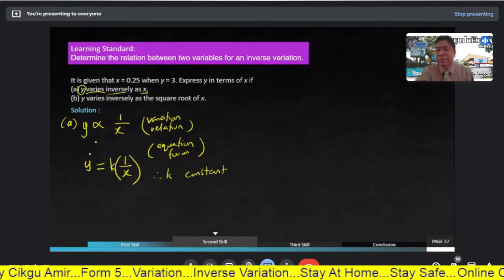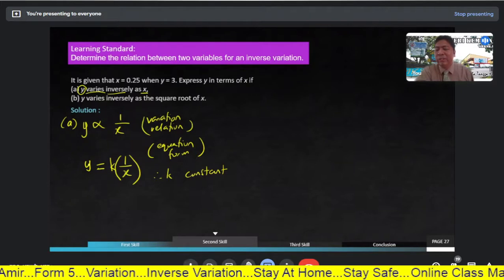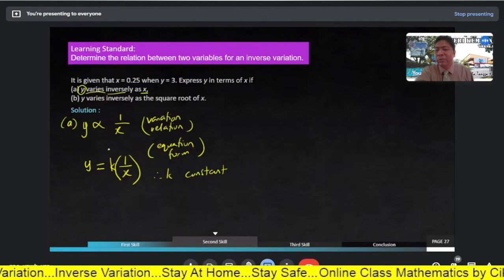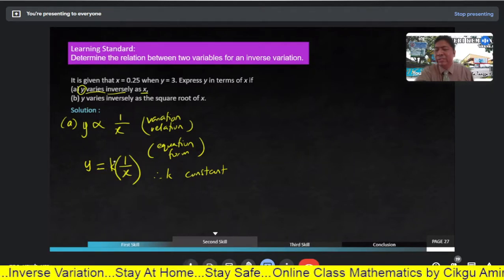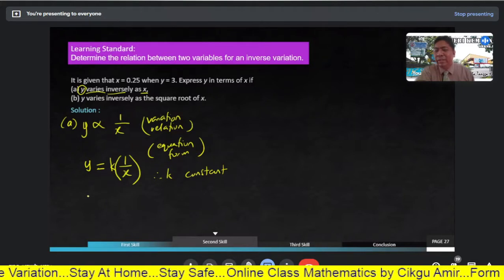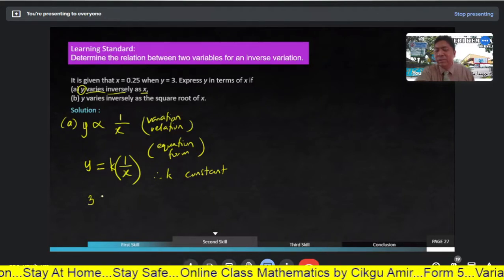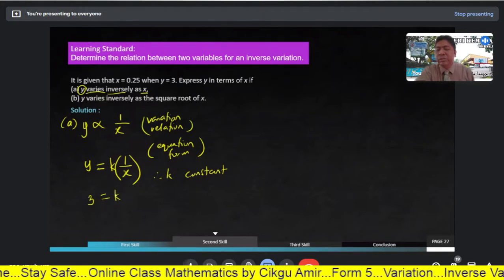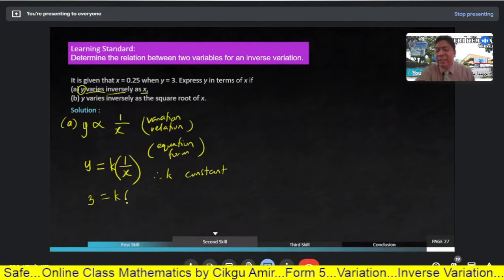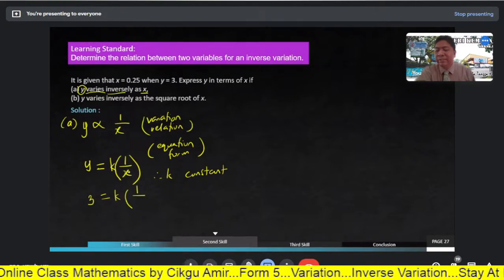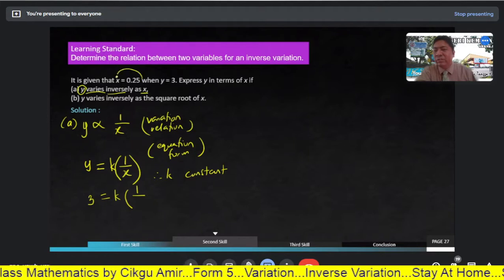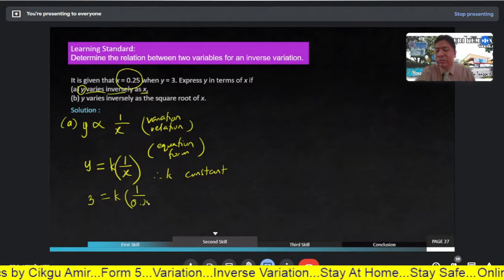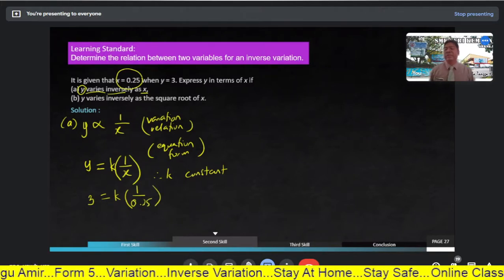Okay, third step, we substitute the value. What is the value of y? y is 3, and x is the value we use because we want to find the value of the constant k. So we have y here, 3, equal to k. We don't know the value of k yet. And we have 1 over x. x here is 0.25, so I put 0.25 here.